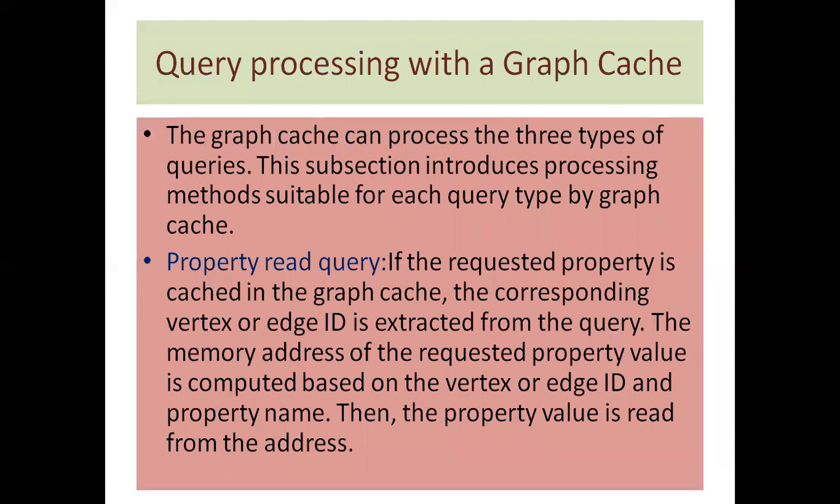Query processing with a graph cache. The graph cache can process three types of queries. This subsection introduces processing methods suitable for each query type by the graph cache. First one, property read query. If the requested property is cached in the graph cache, the corresponding vertex or edge ID is extracted from the query. The memory address of the requested property value is computed based on the vertex or edge ID and property name. Then the property value is read from the address.